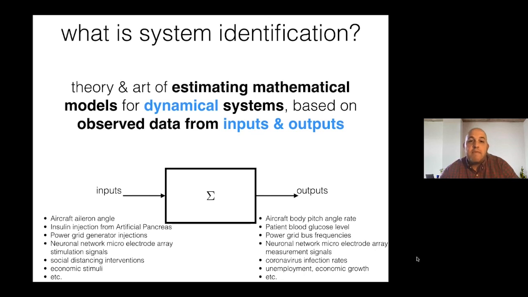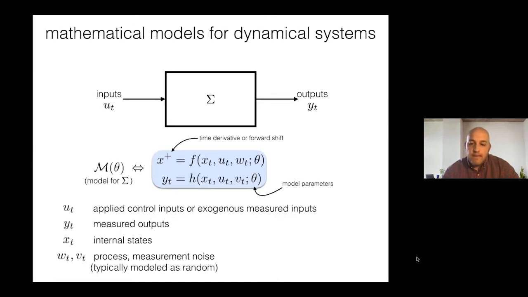So what we'd like are mathematical models that allow us to describe relationships between these inputs and outputs, and we can use those models to make predictions and to do design and even control of these types of systems. So what are mathematical models for dynamical systems? What do they look like?